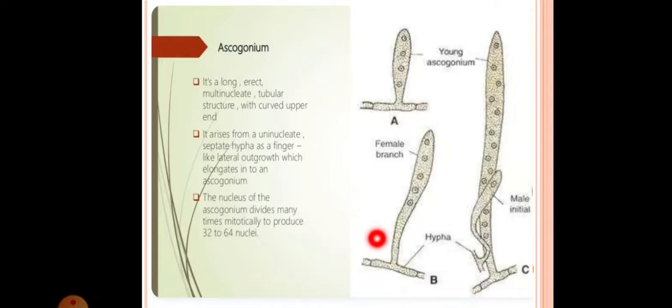This one is the ascogonium, that is the female branch. The nucleus of the ascogonium divides many times mitotically to produce 32 to 64 nuclei. So here you can see lots of nuclei present. That means they divided mitotically and produced 32 to 64 nuclei.